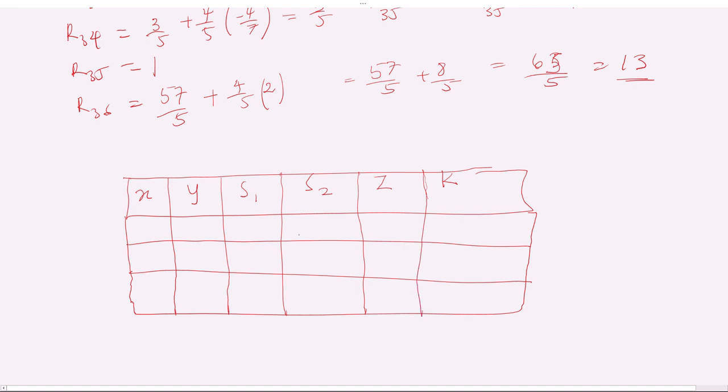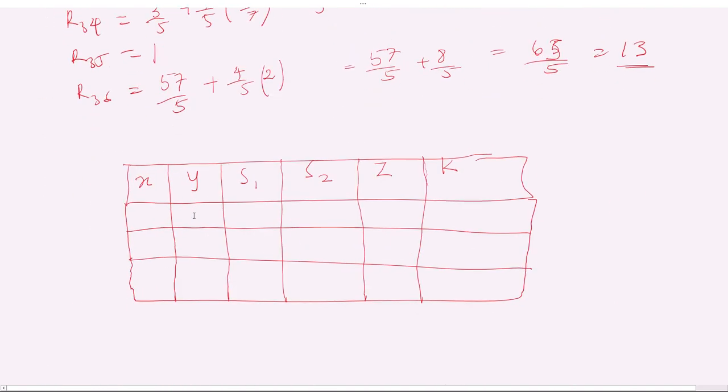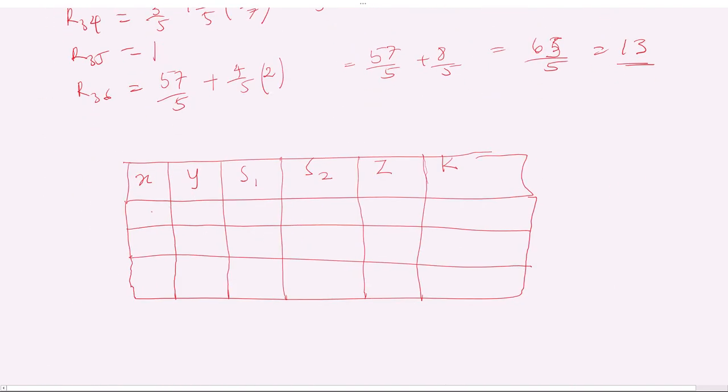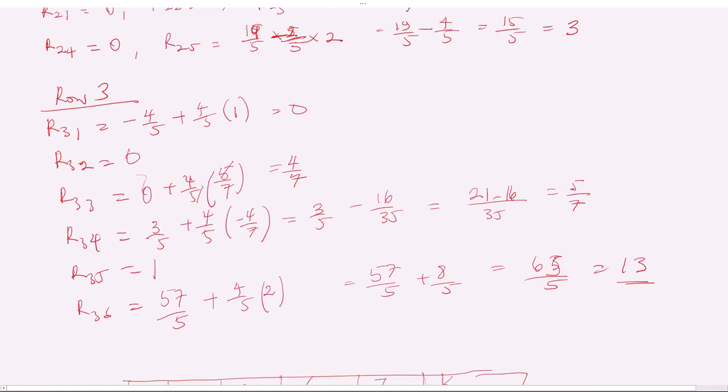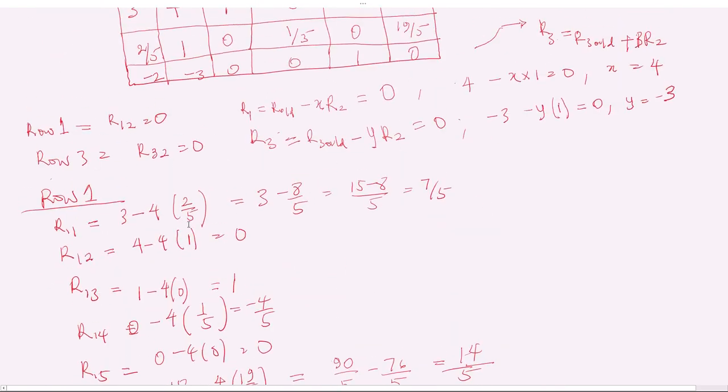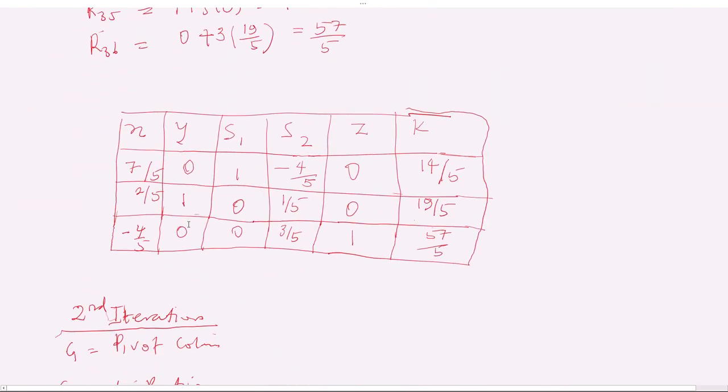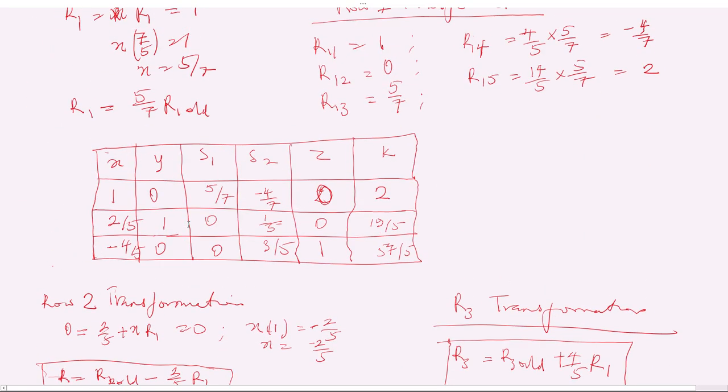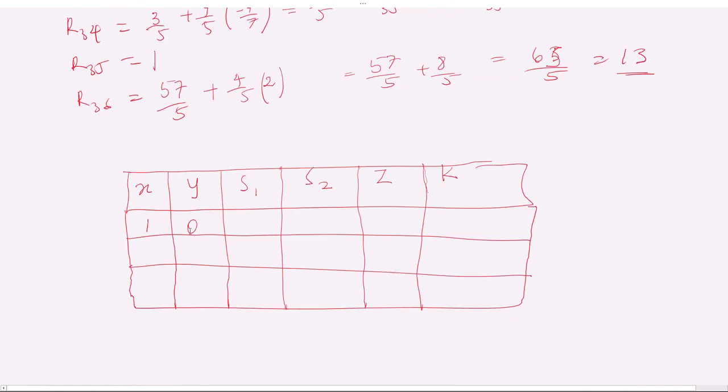Now, let's put in the values of x. Our x is not changing already. So we have 1, 1, 0, 1, 0, 5 over 7, right? 1, 0, 1, 0, 5 over 7 minus 4 over 7. This is 1, 0, 5 over 7 minus 4 over 7.